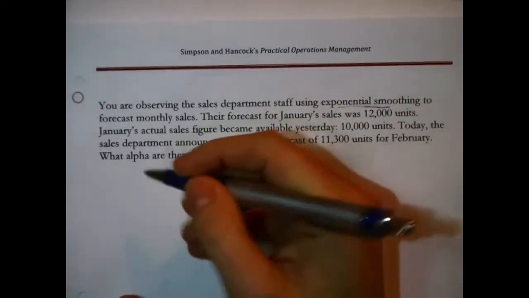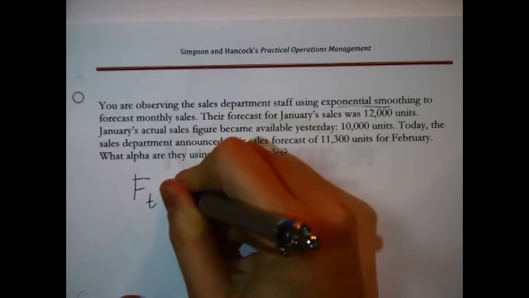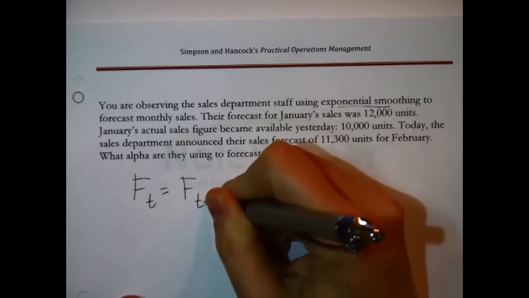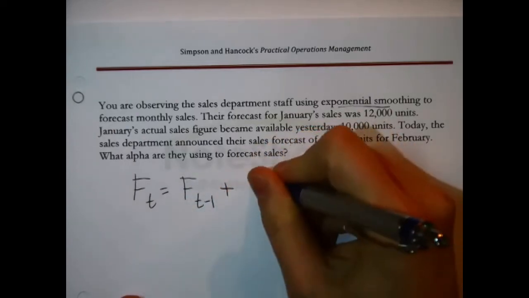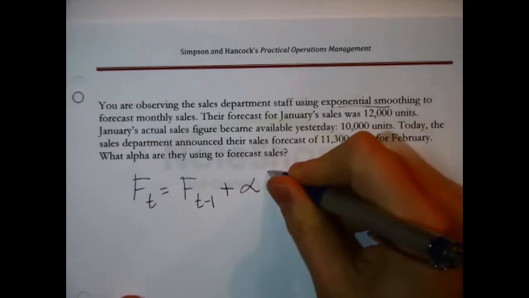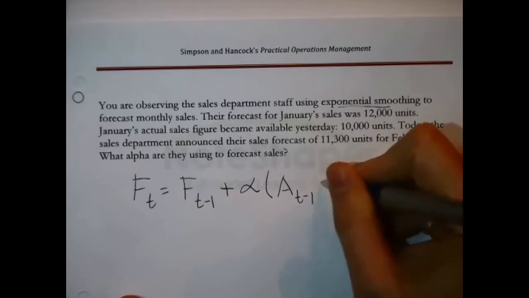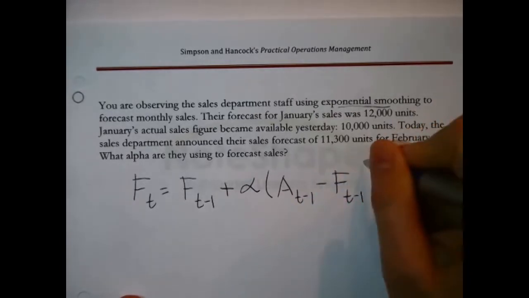Exponential smoothing. The formula for exponential smoothing is that your forecast for a certain period equals your forecast for the period before, capital F sub T minus 1, plus alpha, a smoothing constant, times what actually happened the period before, minus what we had forecast would happen in the period before.